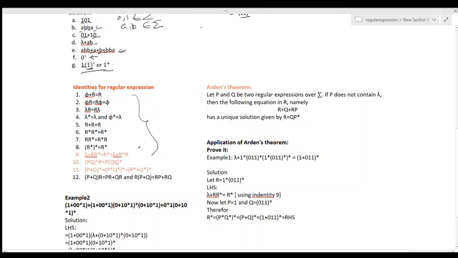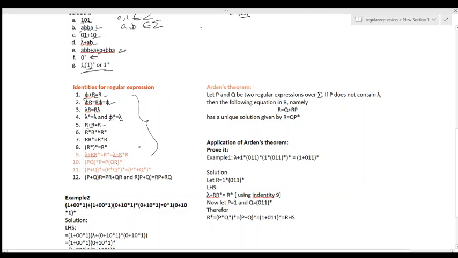So we start with null: phi plus R becomes R. Phi concatenated with R gives phi. Lambda concatenated with lambda, left or right, provides the same result. Lambda closure is lambda, but phi closure gives lambda. R plus R always gives R, the same string.